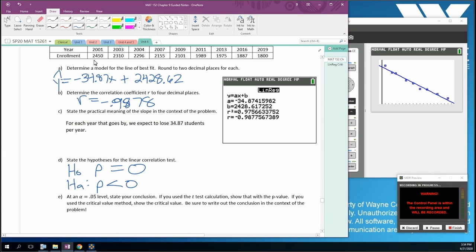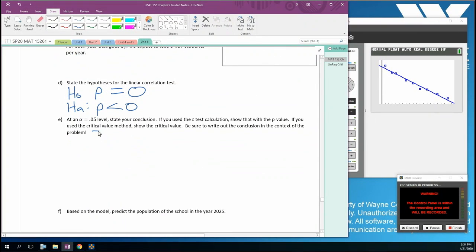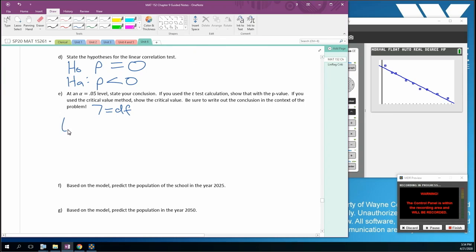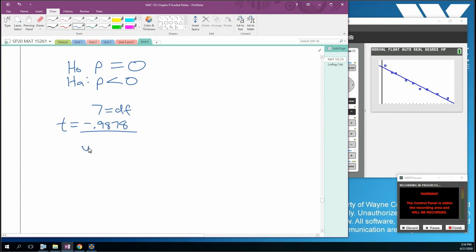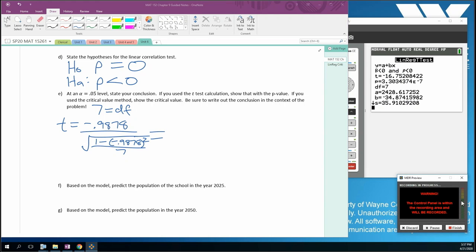So what we're going to do, if n is 9, that means there's going to be 7 degrees of freedom. So what we'll do here, t will equal negative 0.9878 over the square root of 1 minus negative 0.9878 squared over 7. So when we go to figure that out for t, we're going to get a t value of negative 16.782. So basically, the p-value will be 0.